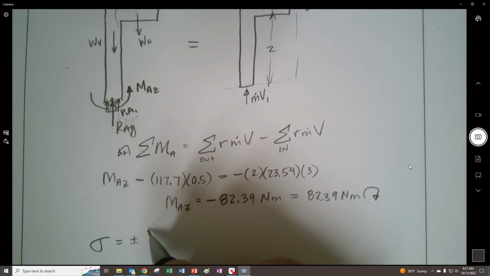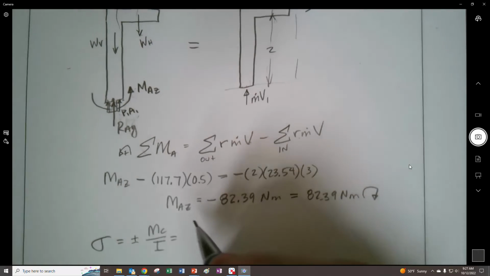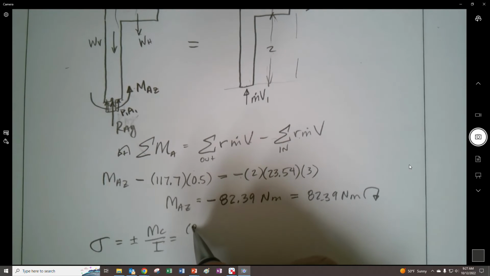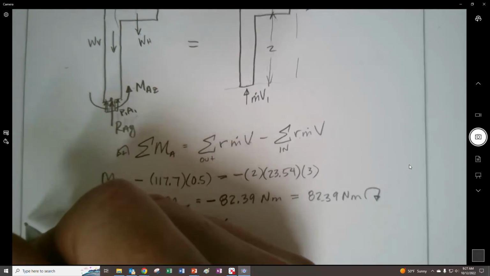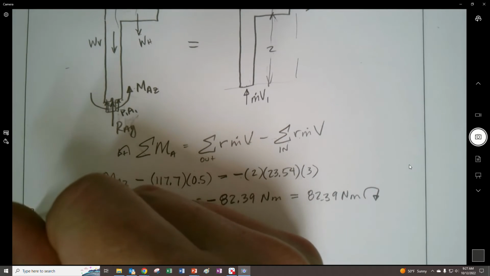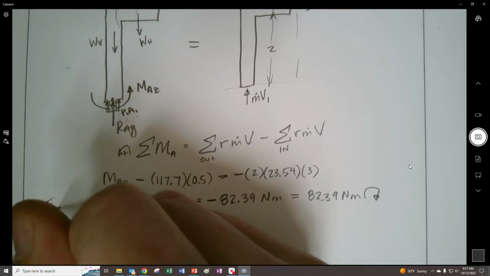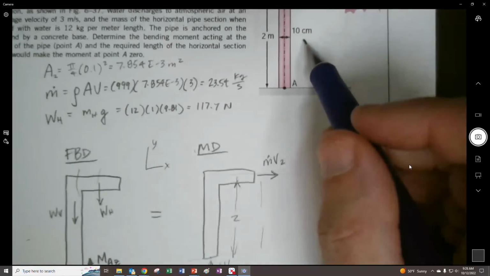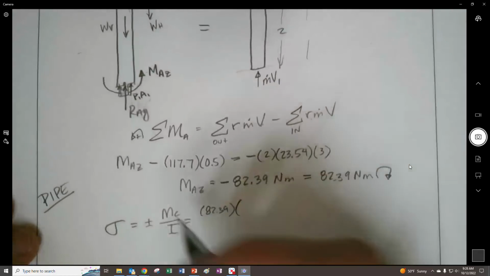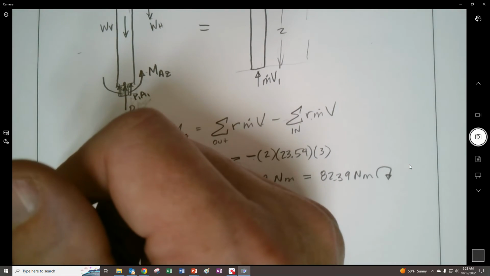So it's going to be plus or minus, and we know it's going to be Mc over I. So we want to see what the value of this is going to be. And so the moment that's going to be placed on there is the 82.39. The c is going to be 1/2 the diameter. Now, let me also point out that this is pipe, right? And pipes come in standard sizes. And 10 centimeters is 100 millimeters, which is almost 4 inches, or right around 4 inches.